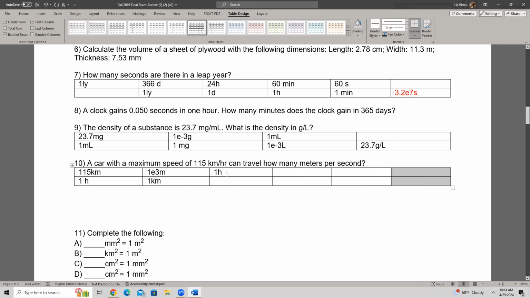Okay, there we go. All right, so 1 hour. Remember, 1 hour has to cancel, so it has to be on the opposite side of where it is. So if it's on the bottom, it needs to go on the top. That is going to be equal to 60 minutes, right? And 1 minute is 60 seconds.